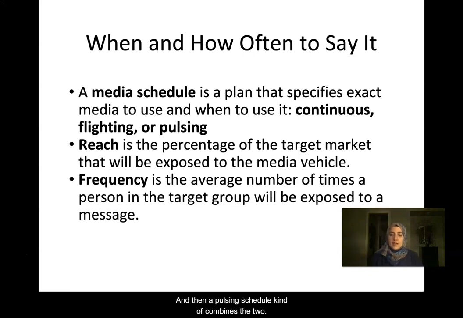And then a pulsing schedule kind of combines the two. You do have advertising for the product year-round, light advertising for it, but then you ramp it up a little bit during certain times of the year. So you might do that for products that are in higher demand during certain times of the year, but they also sell year-round. That might be something like ice cream, for example, where it's likely to sell more in the summer, but it still sells some year-round.